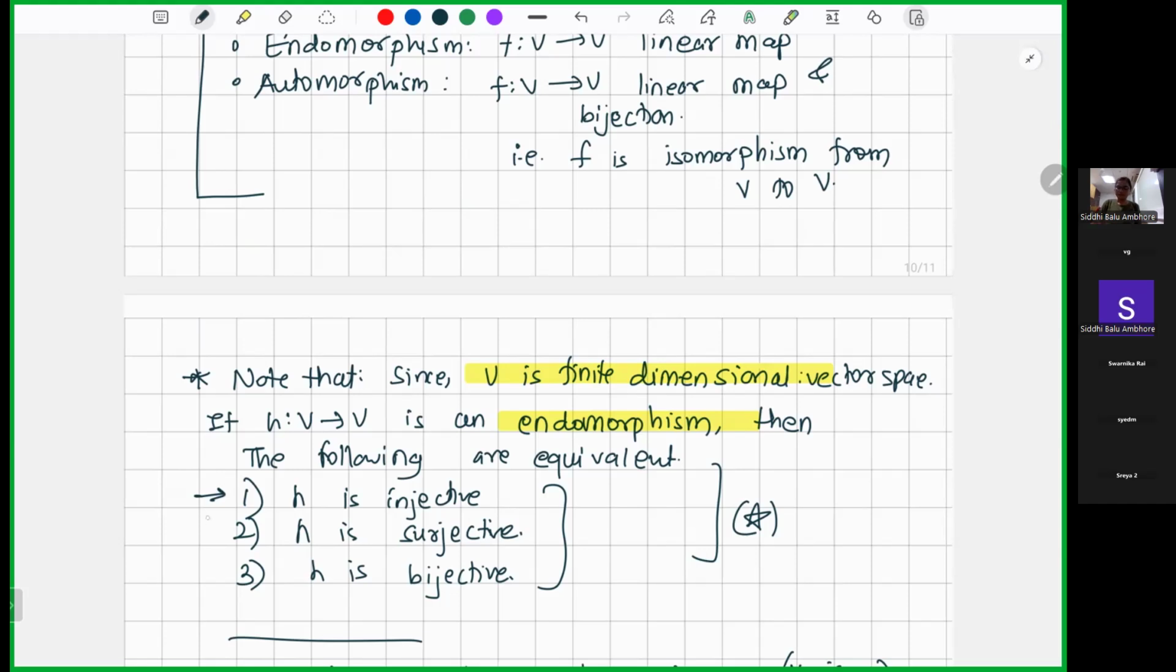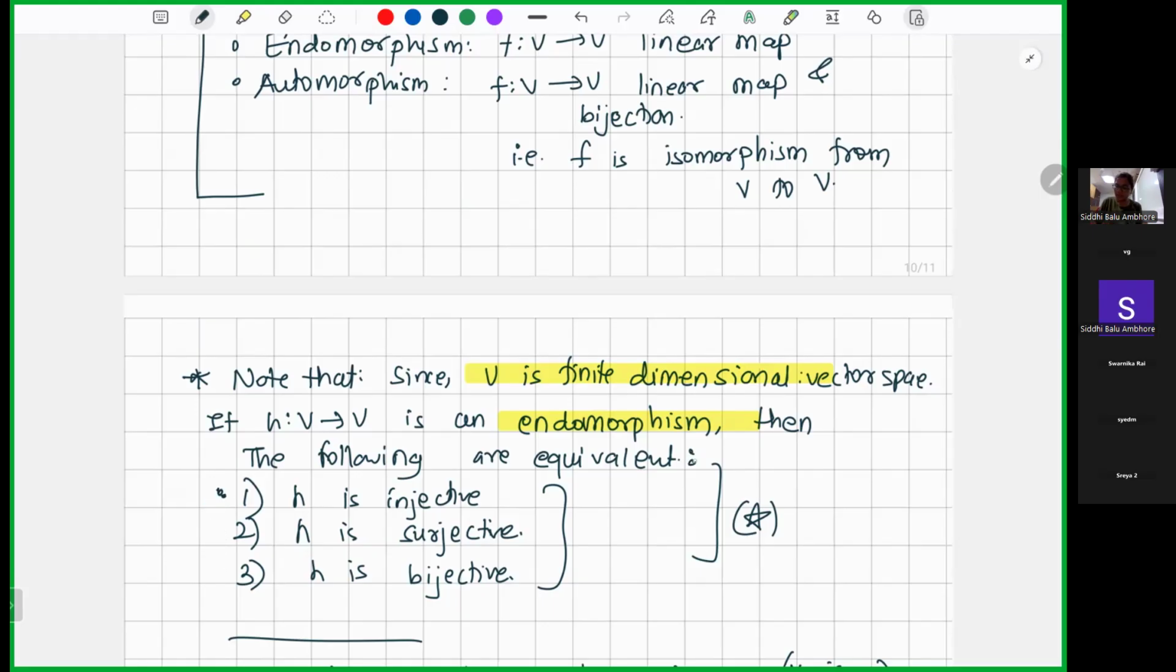So you mean to say if V is a finite dimensional space and H is an endomorphism, then H is injective, surjective, and bijective, all three. It is like saying that the three things are equivalent. Yes, these three are equivalent.